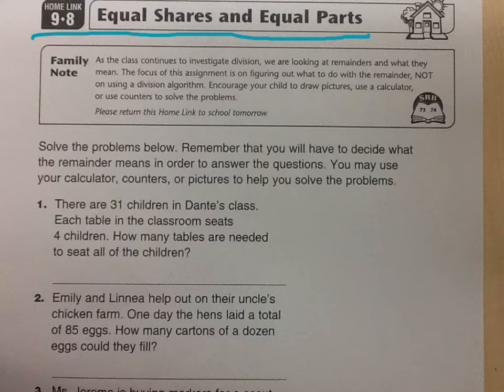So first we've got 31 children in Dante's class. This sounds familiar. Each table seats 4 children. So how many tables are needed to seat all of the children? And there are different ways to do this. Maybe don't use a calculator. Use counters or pictures to help you.